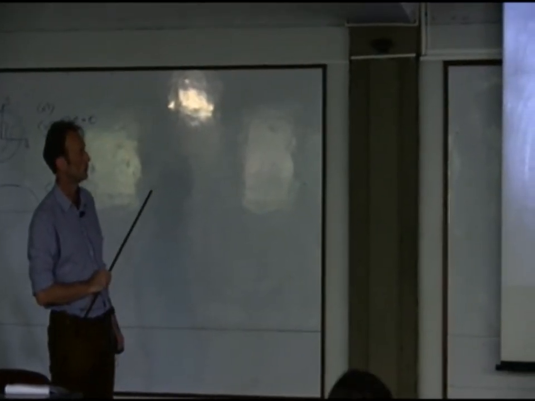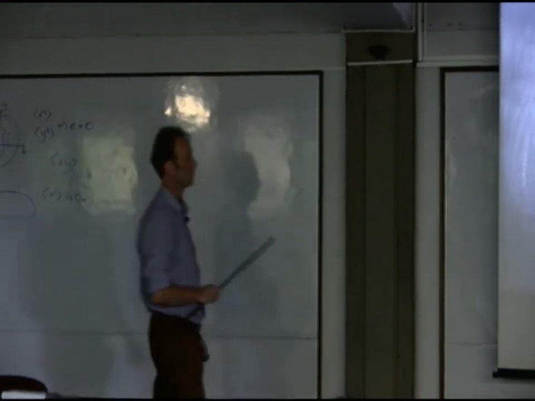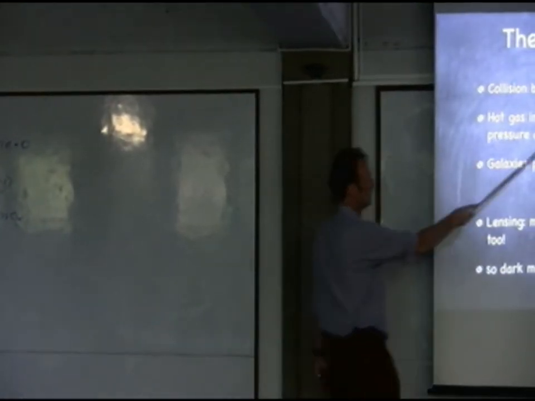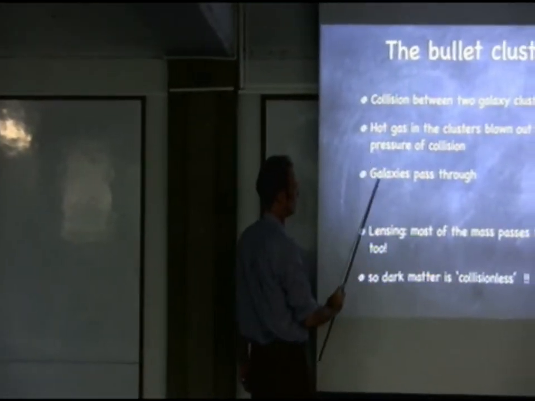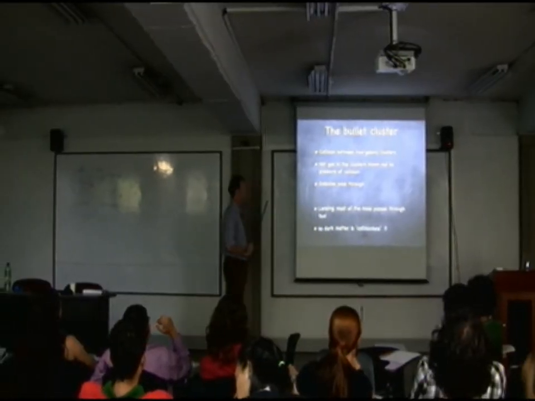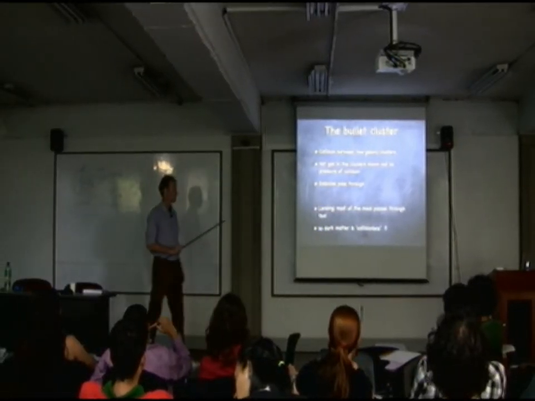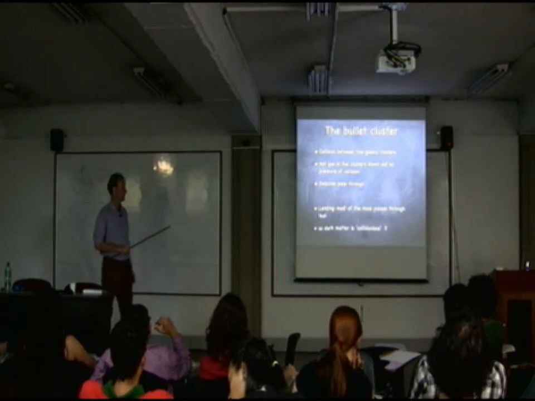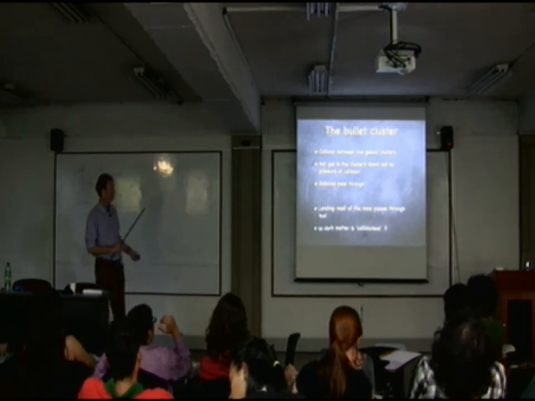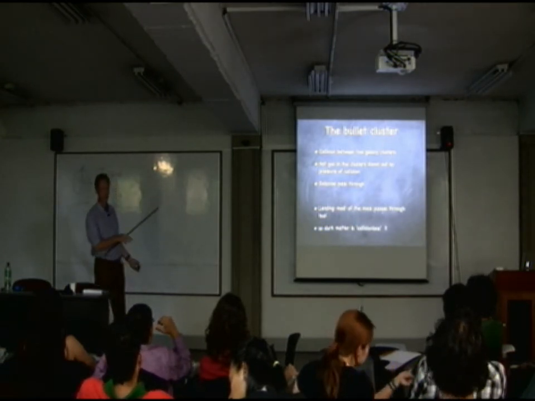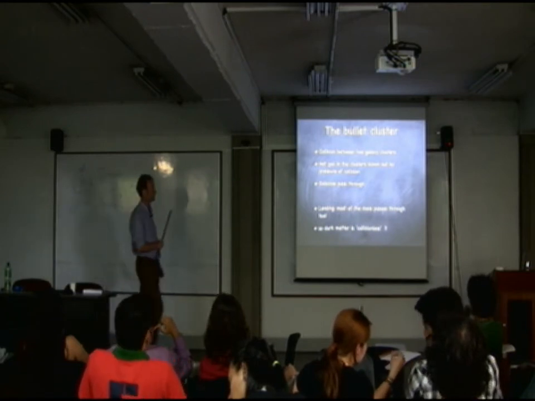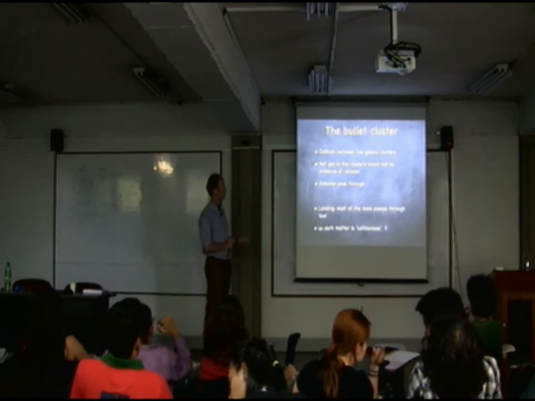So this is the summary of the bullet cluster. Collision between two galaxy clusters, the hot gas ended up hanging in the middle because of the pressure. The galaxies went straight through, and most of the mass of the galaxies, which is the dark matter, is hanging around the galaxy halos and in the clusters. So you can do real physics with a system like this, thanks to gravitational lensing.